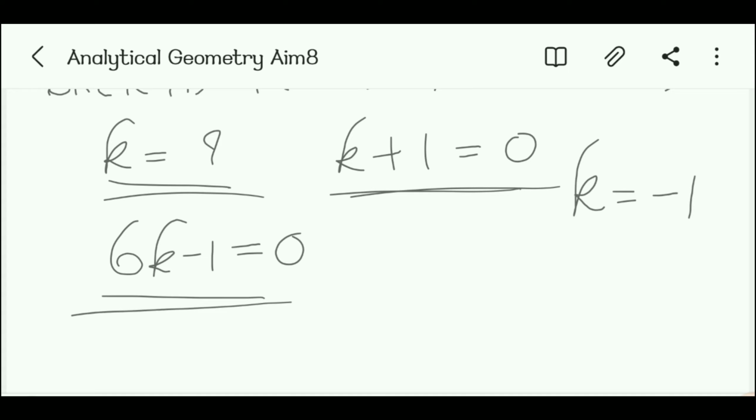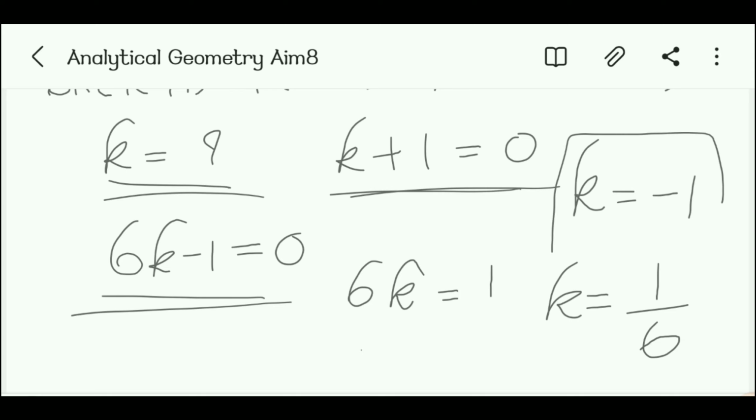But 6k minus 1 is also there. Okay. 6k is equal to, minus 1 will go to the RHS and become plus 1. Then k will be 1 by 6. 6 is there in multiplication, so when it goes to the RHS, it will go to the denominator. So k value can be minus 1 or 1 by 6. So in any of the 2 it will work. Because it is a linear equation in 2 variables, 2 or more solutions will be there. Infinitely many solutions will be there, but we found 2.